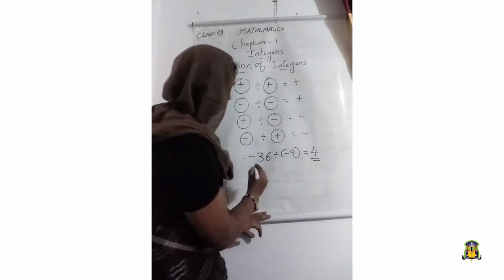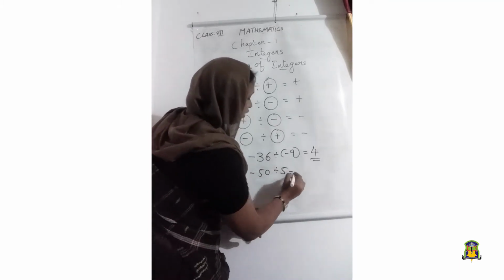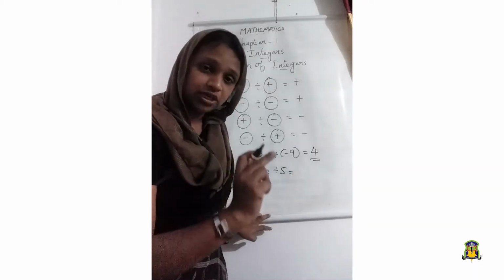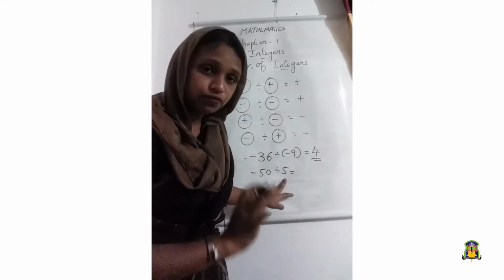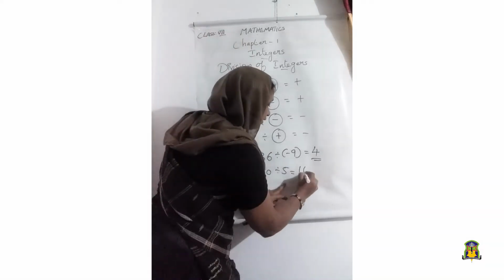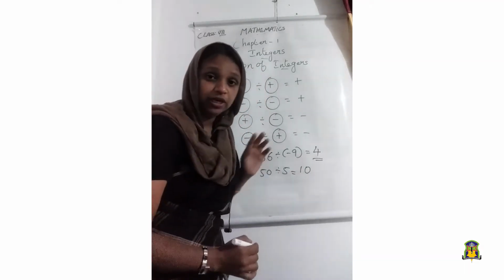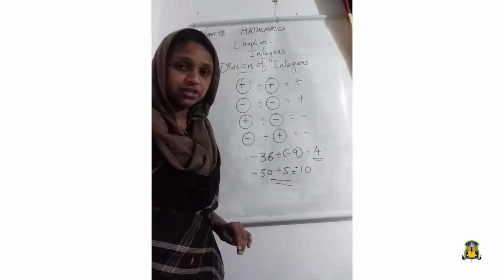Okay. Now, negative 50 divided by 5. What about here? One negative integer and one positive integer. So here first divide the whole numbers, 50 divided by 5. The answer is 10. Isn't it? And we want to put a negative sign also. Okay students?